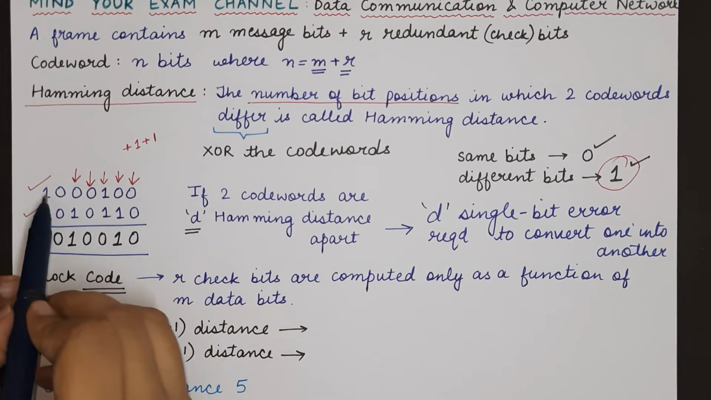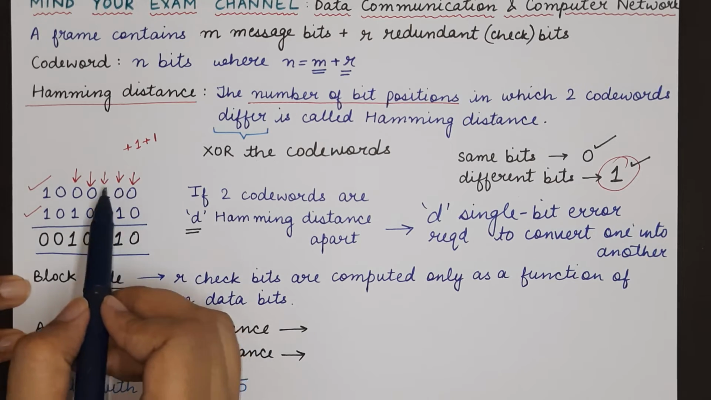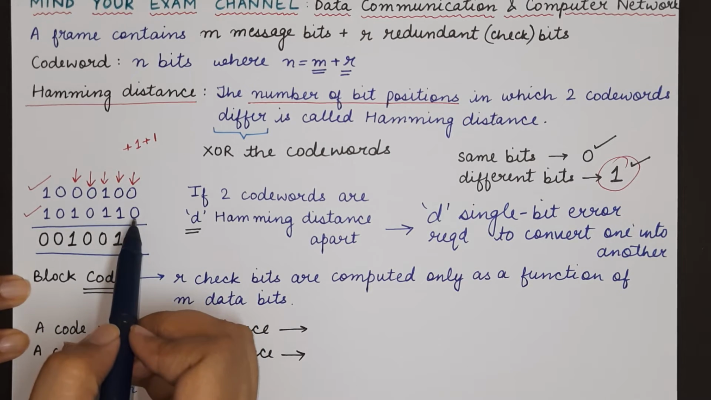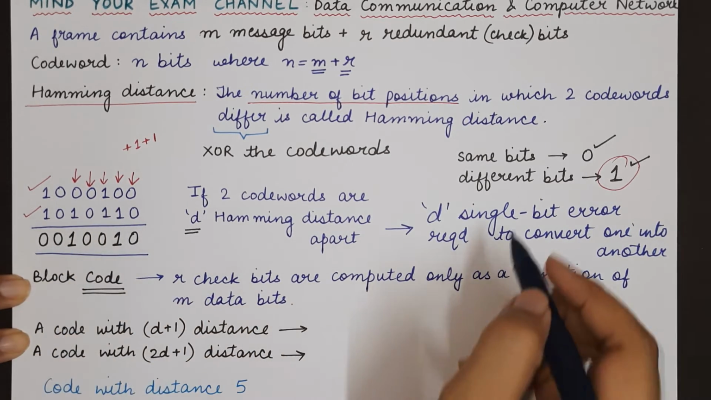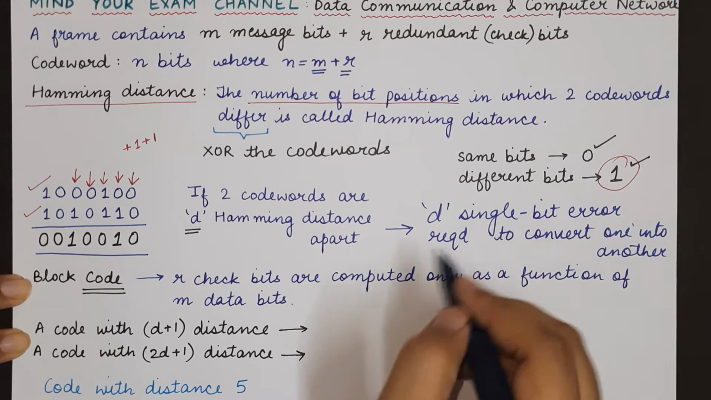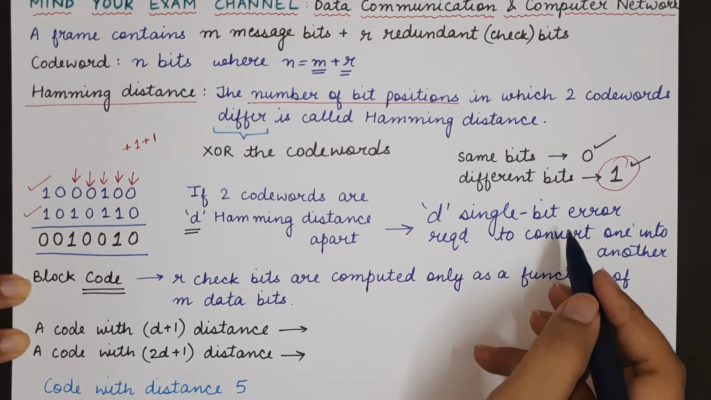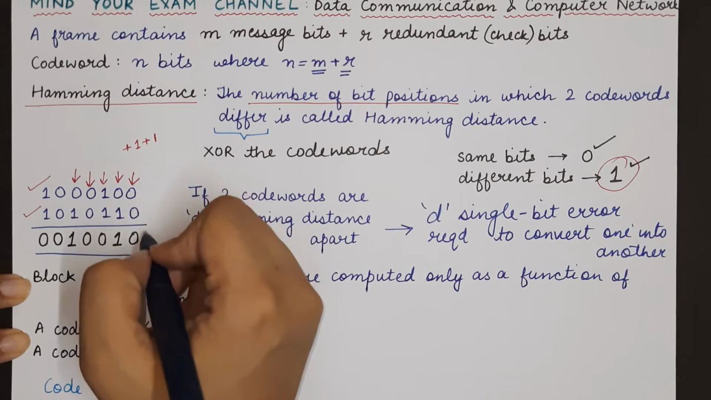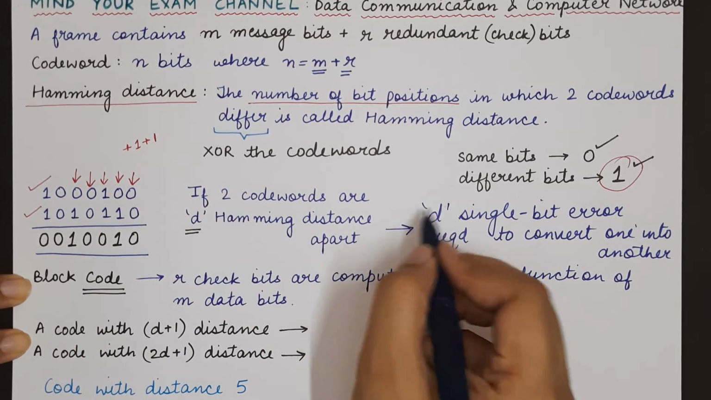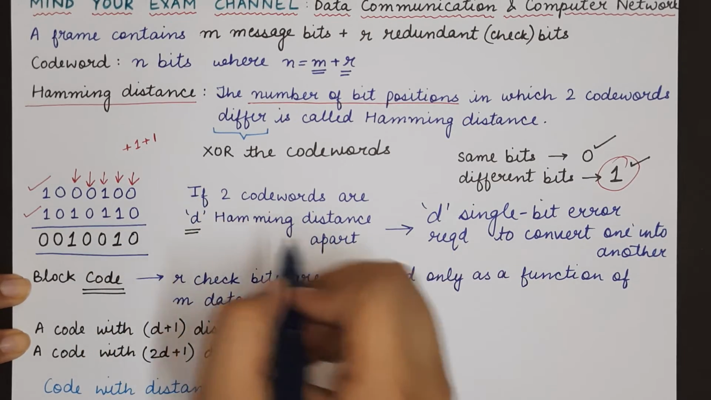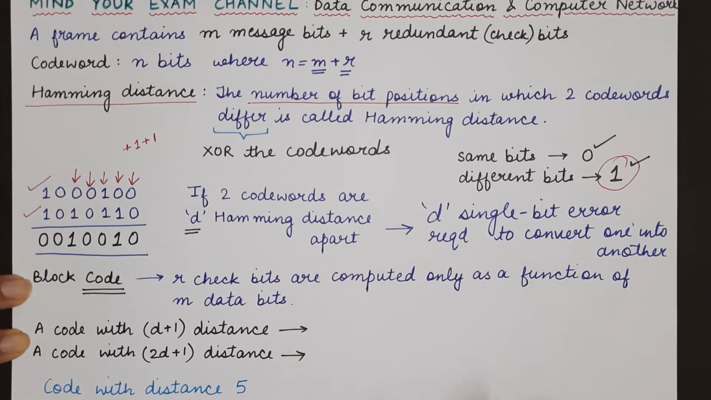So if we have to convert one code word to another code word, we will perform single bit errors. How many such single bit errors will be required to convert one code word into the other? D number of single bit errors, where D is the Hamming distance between these code words.